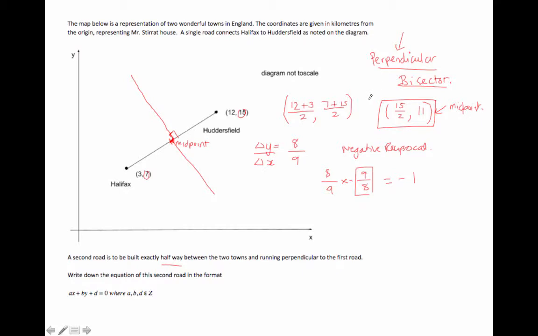Okay, so I'm just going to go onto a clean page. I need a bit more space. But what do we know already? Well, we know that the gradient of the perpendicular bisector is going to be negative 9 over 8. And we know it's a straight line, so we can write it in this form. But how do we find the plus b? We can't see where it goes through on the graph. But we do know that it's going to pass through the midpoint. So we know a pair of coordinates: when x is 15 over 2, y is 11. So we can substitute those values for x and y and find b.